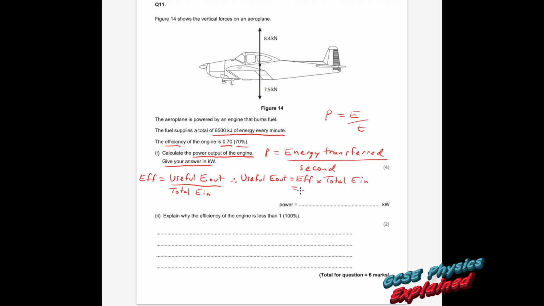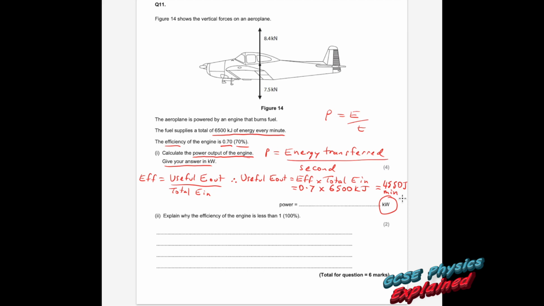Right, we know the efficiency was 0.7. Now, if you're using the efficiency in a calculation, you need to use just the decimal version, not the percentage. So try to remember that. The total amount of energy in was 6,500 kilojoules. Now it wants the answer in kilowatts. So instead of converting kilojoules into joules, let's just leave it in kilojoules, because then our answer will come out in kilowatts. Right, so the amount of energy you're getting out is 4,550. But that's every minute.